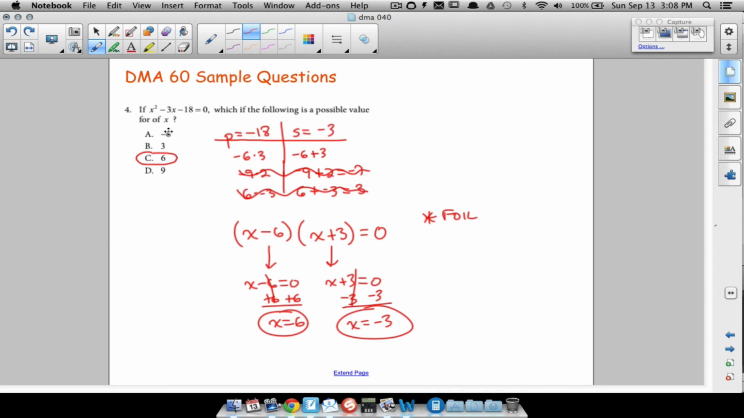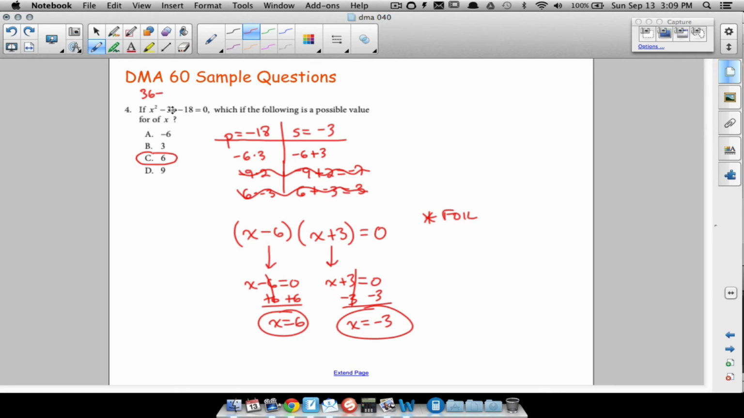Now, here's a little test taking tip. What you could have done too is just plug each one of these numbers in. And it says which of the following is a possible value. I mean, it is a solution to that equation, but depending on the type of problem you're doing, it might not be the solution that you want. But nonetheless, let's plug in 6 up here and see what we get. What's 6 squared? That's 36.